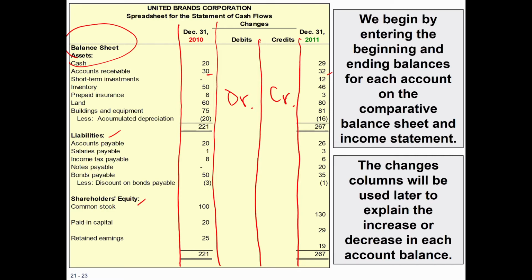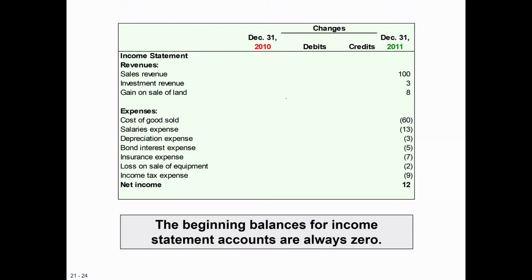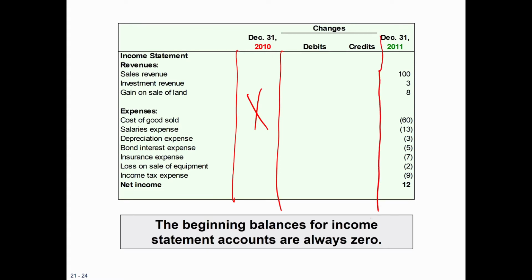This is our first spreadsheet, and our second spreadsheet is the income statement spreadsheet. You can see this is the previous year, but we don't need this one, because the cash flow statement doesn't relate to anything from the previous year's income statement. So this is the current year income statement, and this is what we need.